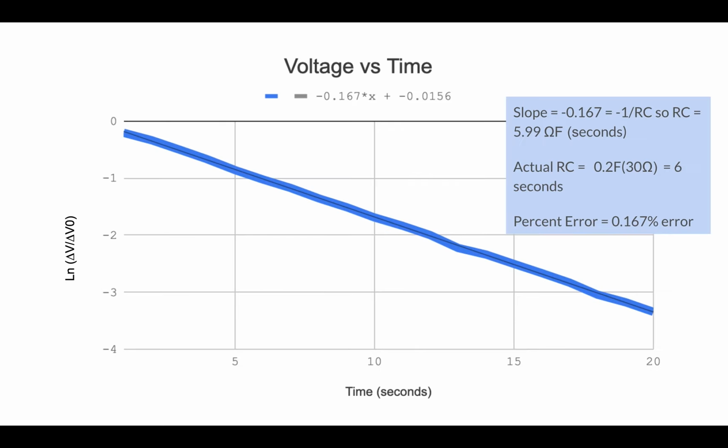So here's the plot of the natural log of change in potential difference over the initial change in potential difference versus time, and it should yield about a straight line with a slope of negative 1 over RC, where RC is the time constant of the circuit, the time at which the voltage difference has dropped to 1 over e of its original value. And then we look at, does this computed value agree with the RC value of the circuit? And yes, the slope is equal to negative 1 over RC, we calculate RC to be 5.99 ohm farads, which is just seconds, and our actual RC is 6 seconds, so comparing those values, our percent error is very small.